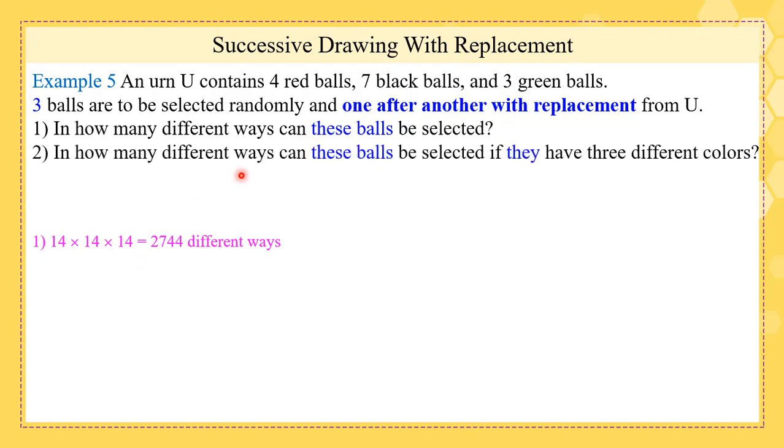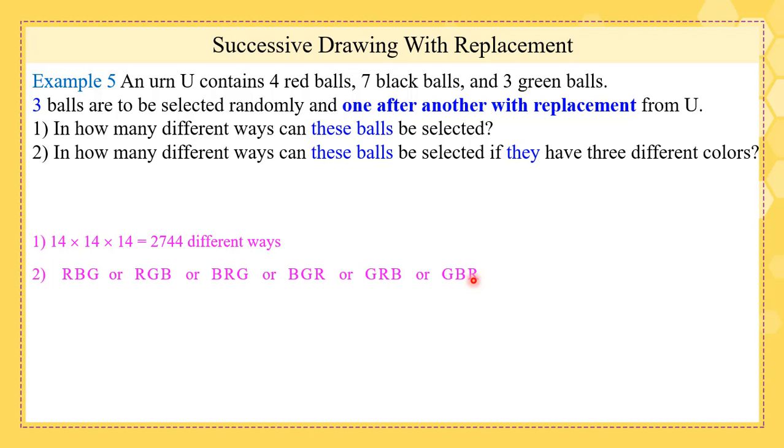Now, in how many different ways can these balls be selected if they have 3 different colors? Now, here we have a certain condition that should be satisfied. So, we try to see this condition. Well, we have here 3 different colors. So, these balls could be red, black, green, red, green, black, black, red, green, black, green, red, green, red, black, or green, black, red.